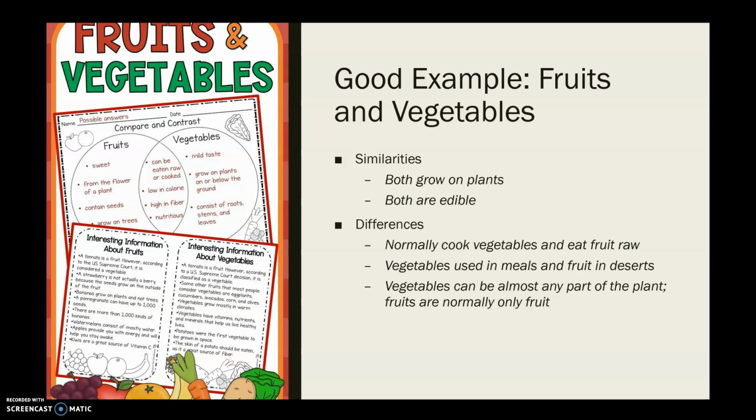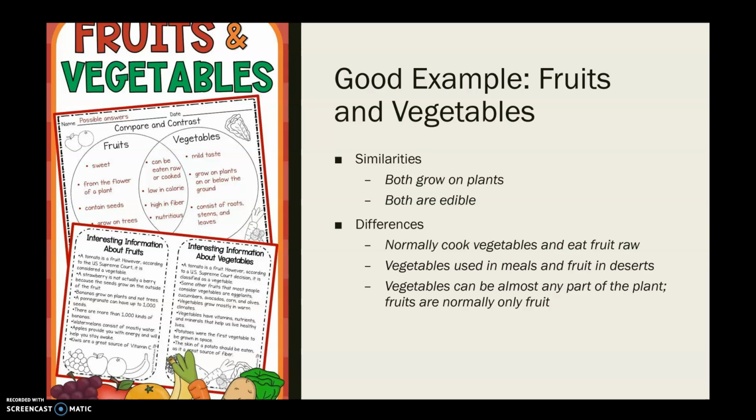So fruits and vegetables, these are probably a good comparison. They're pretty alike, so they have some important similarities. They both grow on plants. They're both edibles. But they also have some good differences. You normally cook vegetables and eat fruit raw, so you have your method of consumption there. Vegetables are usually used in meals, fruits in desserts, and vegetables can be almost any part of the plant. Fruits are normally only fruit. So those are some things that you might compare on those two.